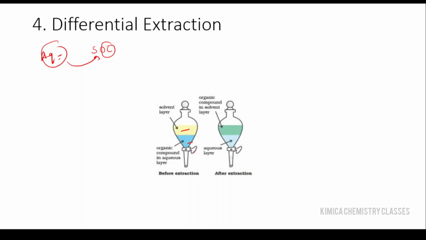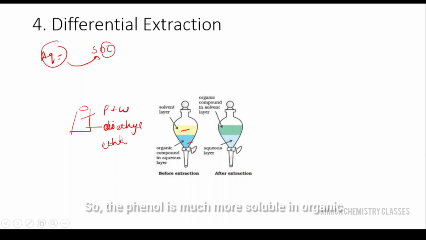For example, if phenol is dissolved in water, it can be extracted by shaking the solution with ether. That means if we take this funnel, in this funnel we add phenol that is dissolved in water, and the solvent is diethyl ether. The phenol is much more soluble in the organic solvent than water, and the organic layer can be easily separated, as you can see in this picture also.